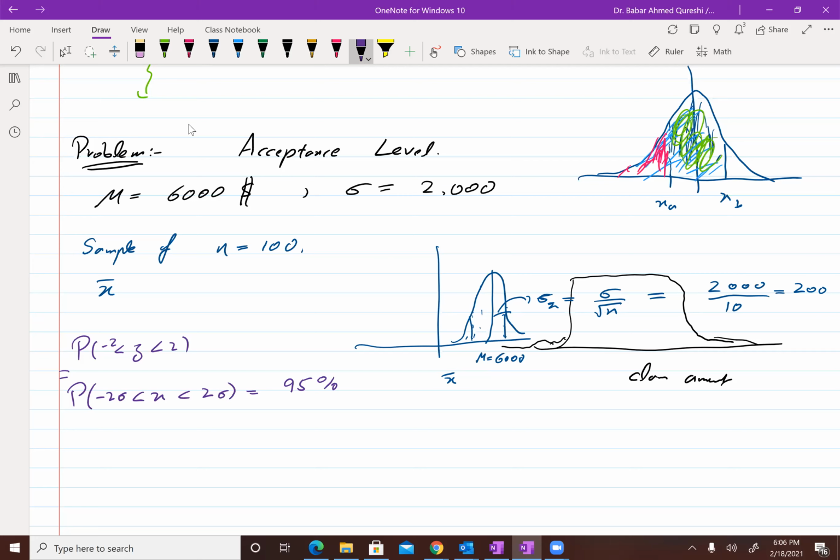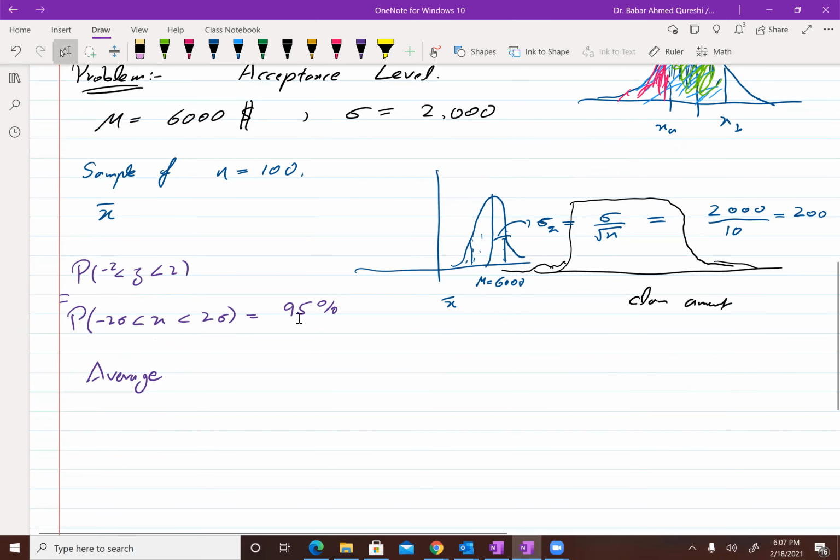So the average of the claims. Sir, isn't one standard deviation away from the mean 95%, or 90%? No, not one standard deviation. One standard deviation is about 60 to 68%. Two standard deviations is 95%. Okay, thank you, sir.